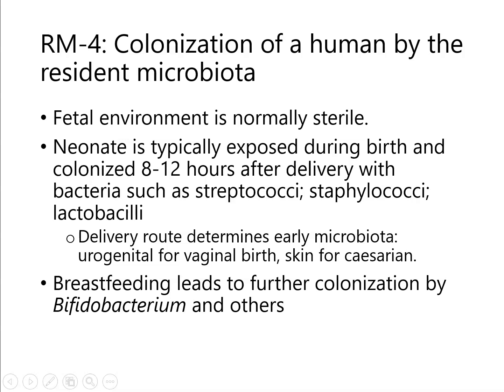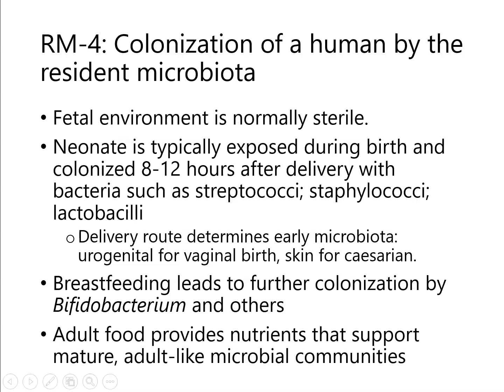And then as the child grows and is exposed to adult food, some of the nutrients we find in adult food, things like dietary fiber, for example, will support different microorganisms' growth in the gut. And so once a child transitions to eating adult type food, their microbiota will start to resemble an adult microbiota.